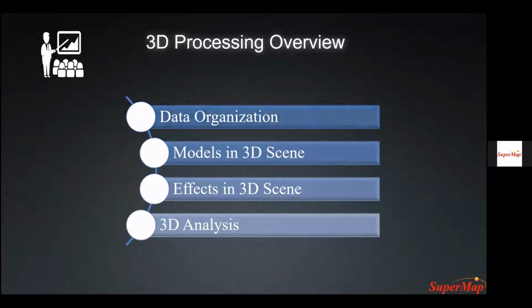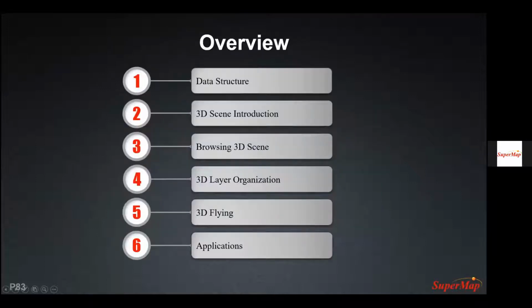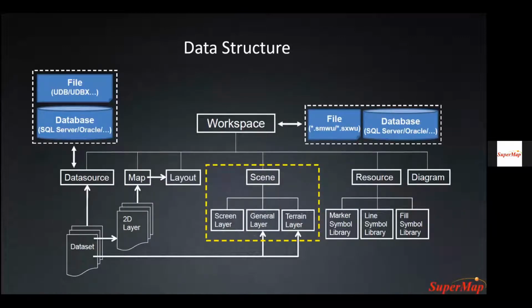So let's start with the first one, which is the data organizations. This is the data structure in SuperMap I desktop. I think you all already know about this data structure because from the last two trainings, yesterday and the day before yesterday, we already talked a lot about 2D datasets, 2D layers and also 2D analysis. And for today, we will talk more about 3D data. So in SuperMap I desktop, for the data structure of 3D data, we will open it as a scene. So it's not opening as a map, but opening it as a scene.